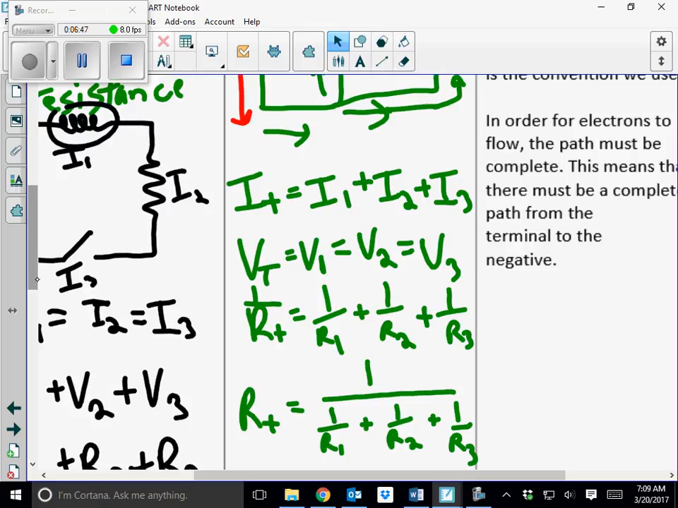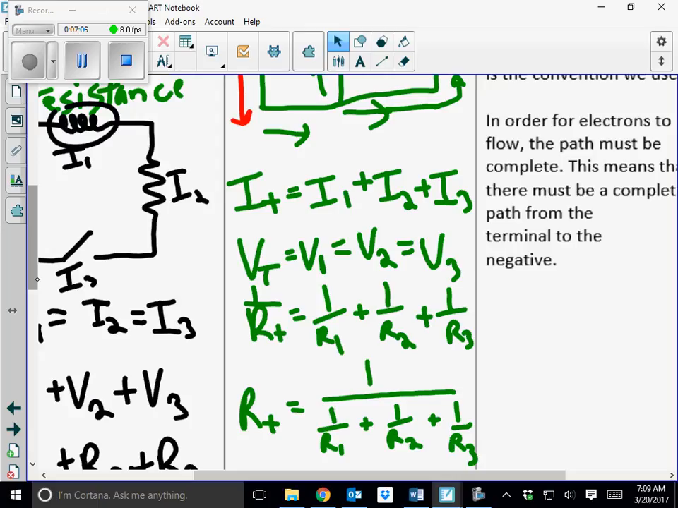It's kind of sad. So in a parallel circuit, the total current equals the current across each part. And think about this. This makes sense because the electrons are taking different paths. Because they're taking different paths, the current is going to be totaled up. So you've got to add them all together.